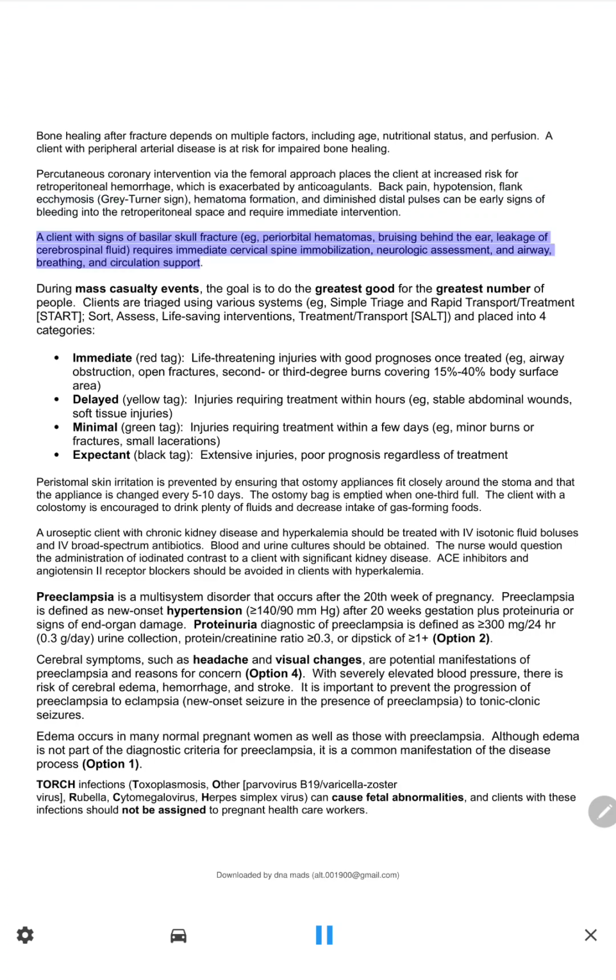A client with signs of basilar skull fracture, e.g., periorbital hematomas, bruising behind the ear, leakage of cerebrospinal fluid, requires immediate cervical spine immobilization, neurologic assessment, and airway, breathing, and circulation support.